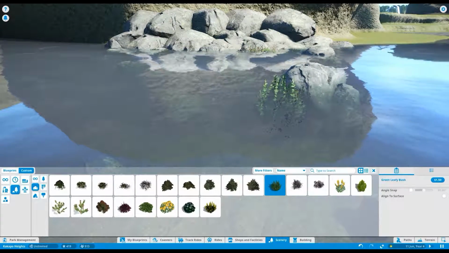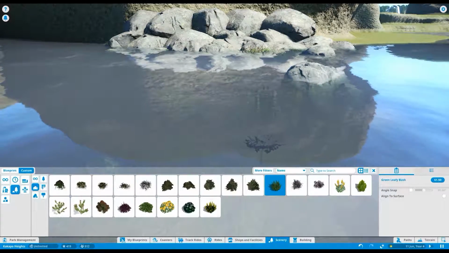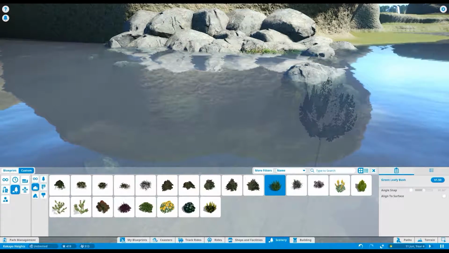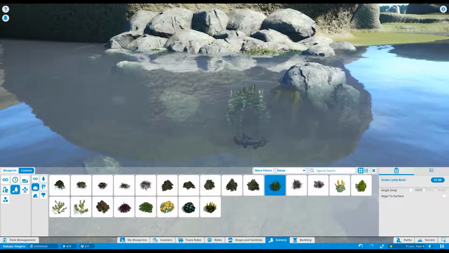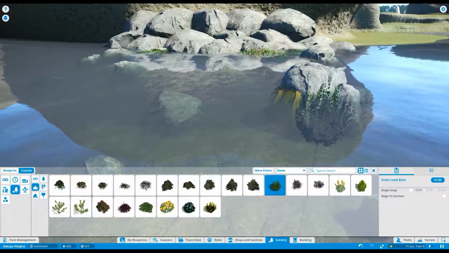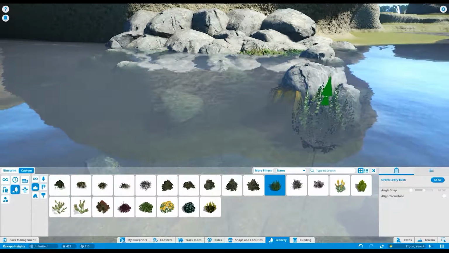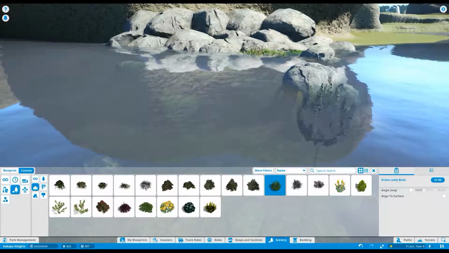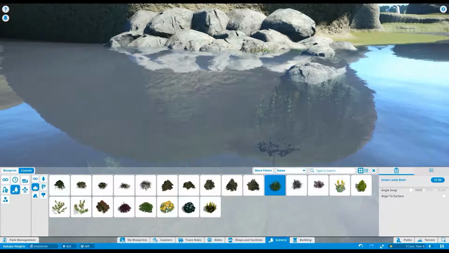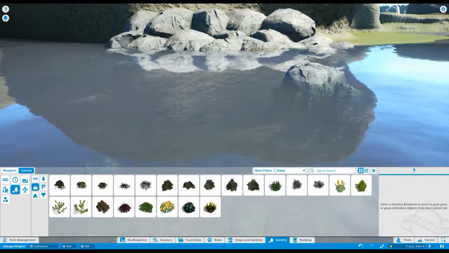I'll show you how I add plants to give this kind of underwater plant look. This green leafy bush is quite good for this. So you position it so that when the wave is at its peak, the plant is not visible. It's just not visible. And when the wave is in its trough, the tips of the plant are visible.